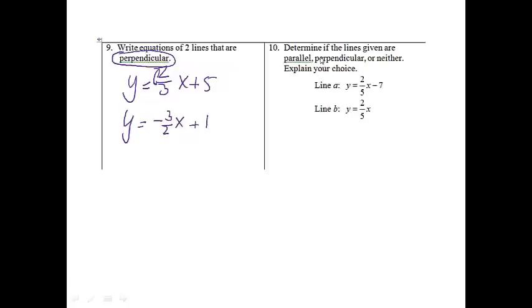Okay, number 10, determine if the lines given are parallel, perpendicular, or neither, and then don't forget to explain your choice. Okay, so if I'm looking at these two lines, I need to look at the slopes. This one has a slope of 2/5, and this one has a slope of 2/5, and I notice that they are the same, and I know that if two slopes are the same, they must be parallel. So I'm going to say parallel, and then it does say to explain my choice.